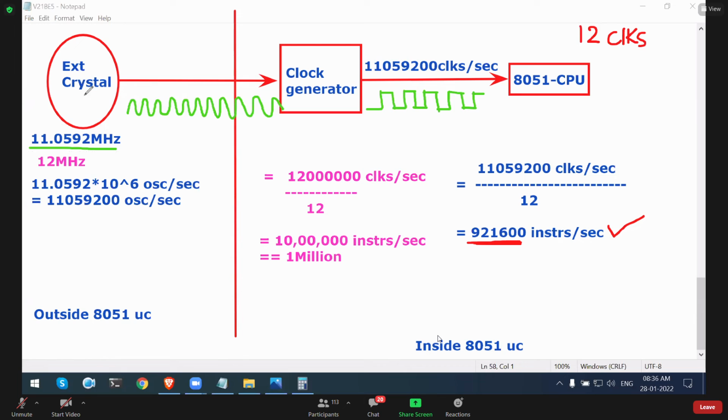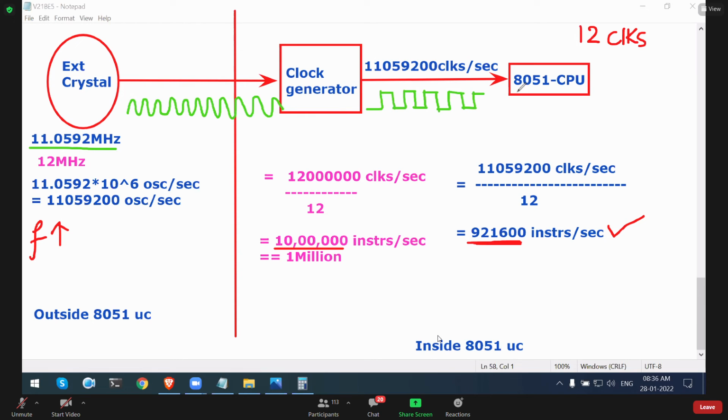Suppose instead of 11.0592 megahertz, I give 12 megahertz frequency to the 8051. Then the 8051 can execute 10 lakh instructions. So this count is greater than 9,21,000, obviously. So what happened here is, I increased the frequency from 11.059 to 12.